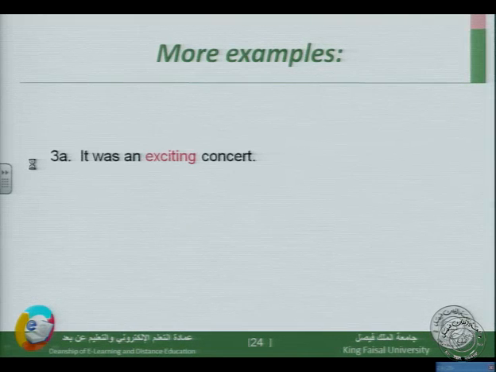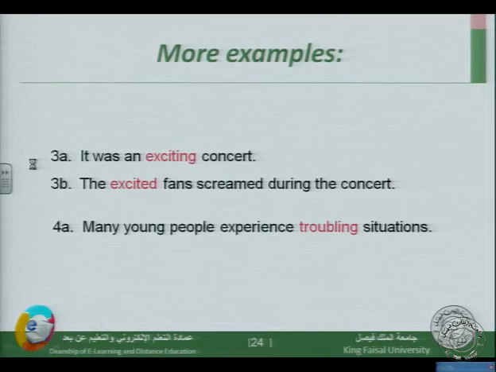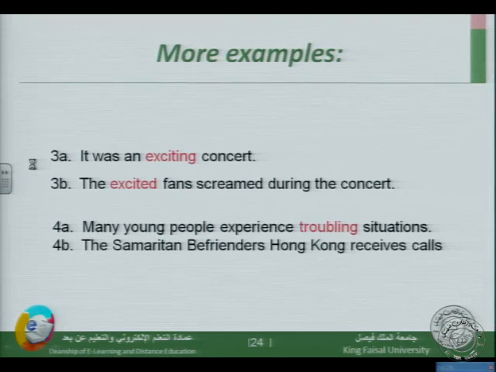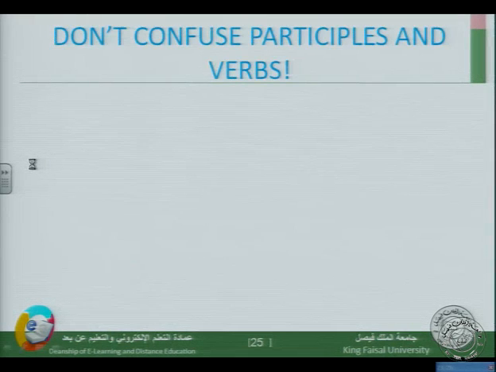And here we have more examples. It was an exciting concert. The excited fans screamed during the concert. Many young people experienced troubling situations, and the Samaritan Befrienders Hong Kong receives calls from troubled young people. So all of these are examples using the past and present participles. Please try to understand the difference again with these examples as I've shown you in the previous slide.